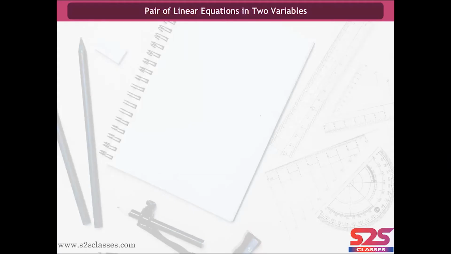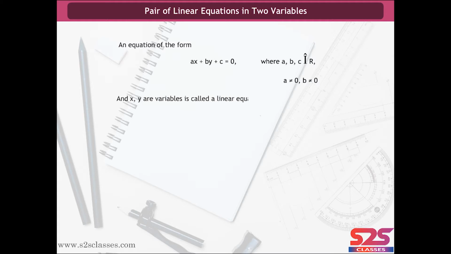Pair of linear equations in two variables. An equation of the form ax + by + c = 0, where a, b and c belong to R, where a and b are not equal to 0 and x and y are variables, is called a linear equation in two variables. For example, 3x + 7y = 9, 2x - y = 0.